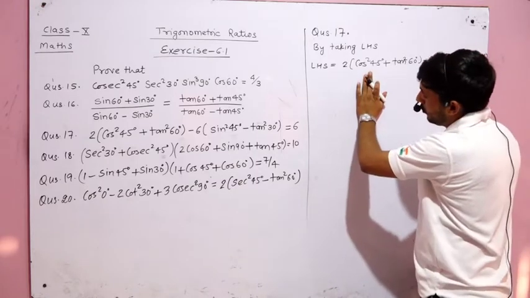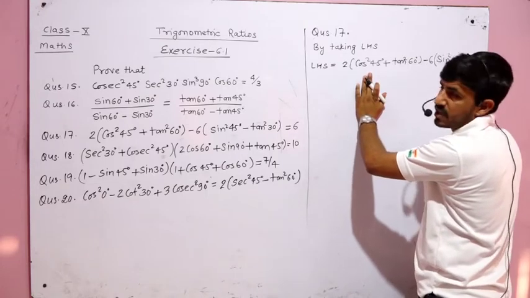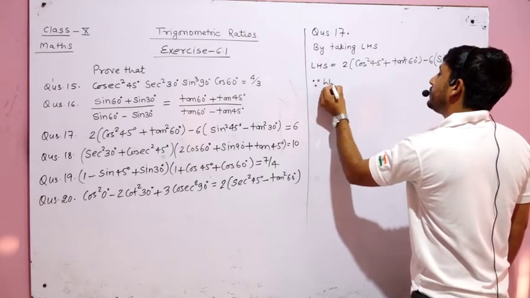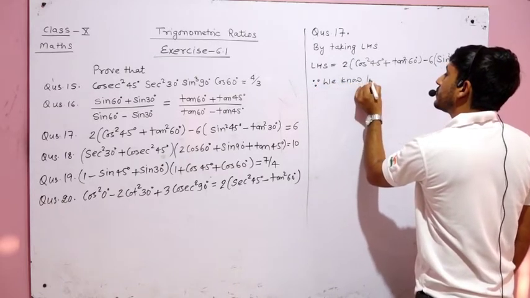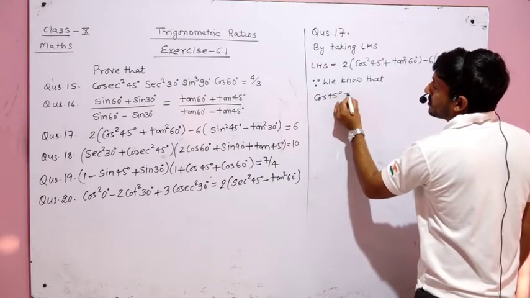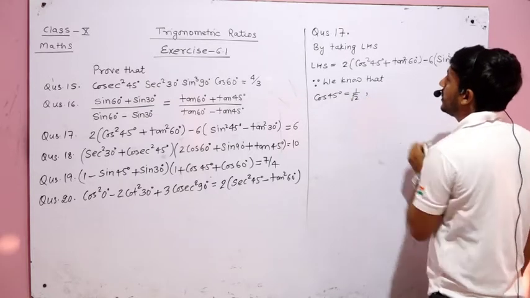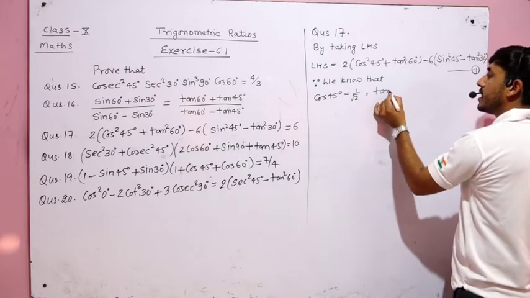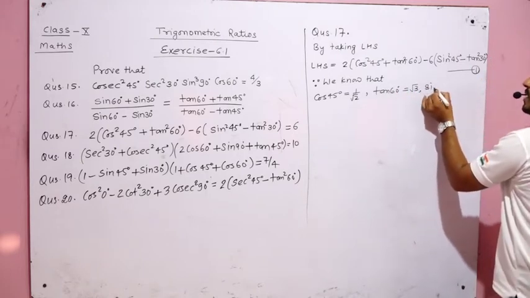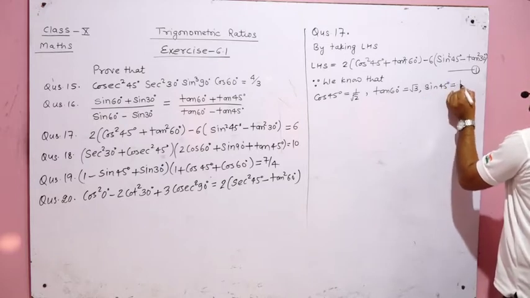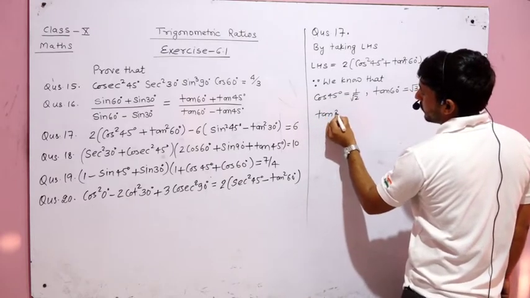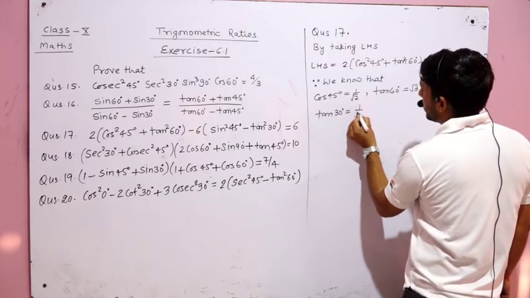First we have to find the values of the trigonometric ratios given in question number 17. Since we know that the value of cos 45 degree is 1 by root 2. Again, the value of tan 60 degree is root 3. The value of sine 45 degree is 1 by root 2. And the value of tan 30 degree is 1 by root 3.